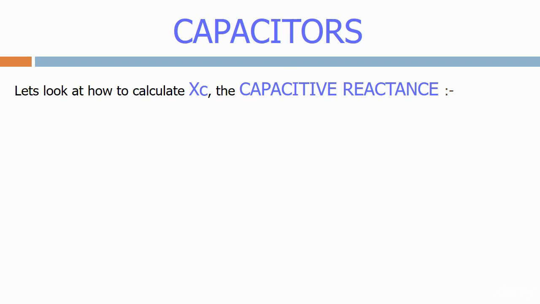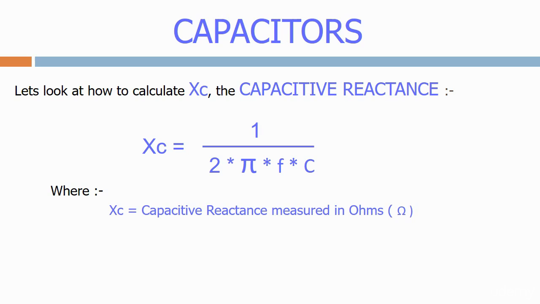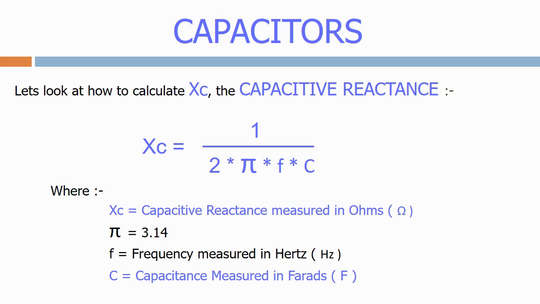Let's look at how to calculate XC, the capacitive reactance. XC equals 1 divided by 2 times pi times F times C. XC is the capacitive reactance measured in ohms. Pi is the constant 3.14. F is the frequency measured in hertz. And C is the capacitance measured in farads.